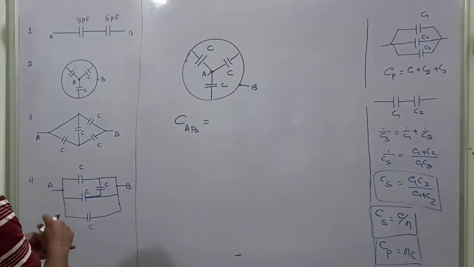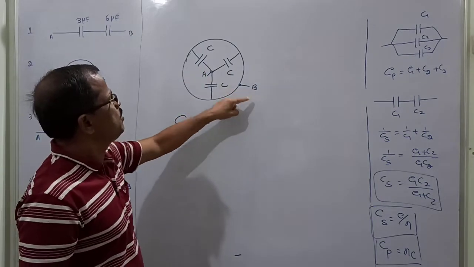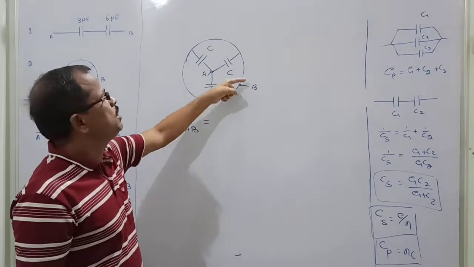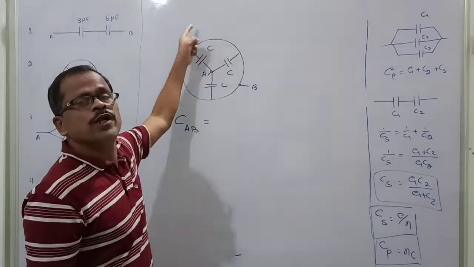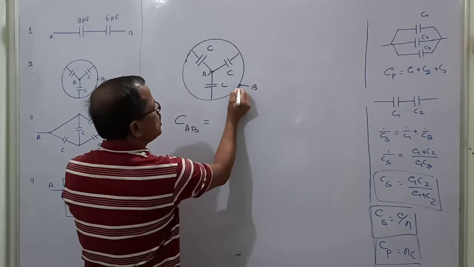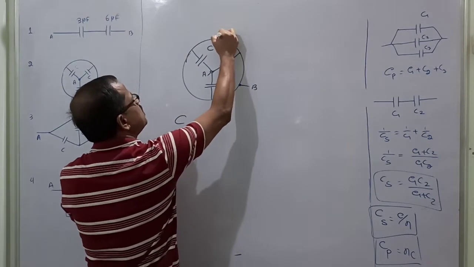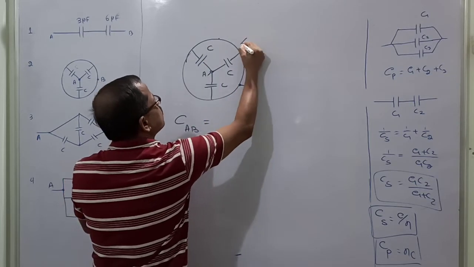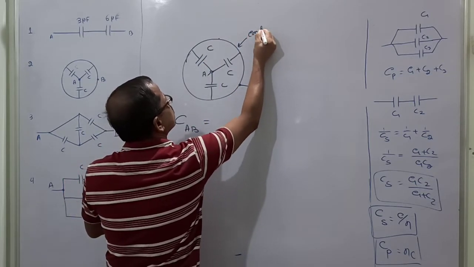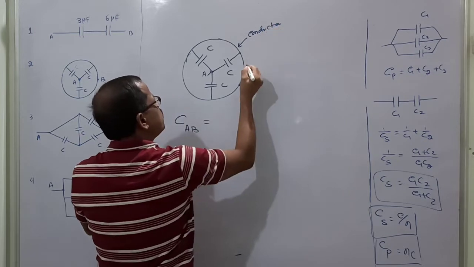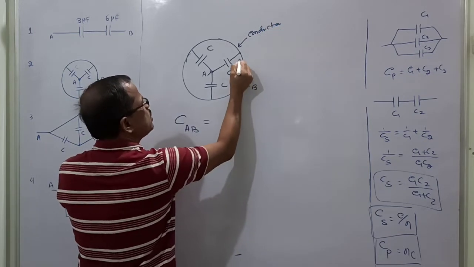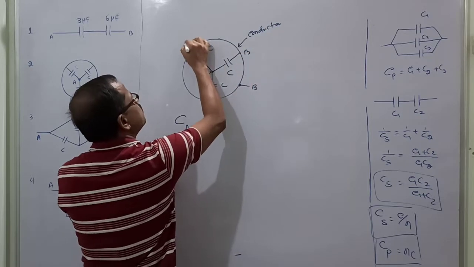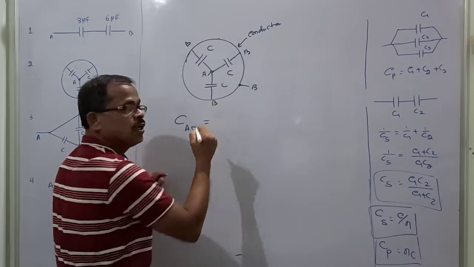Look here. To get the net capacitance between the points A and B, who is A? A is the center of the circle. Who is B? B is any point on the circumference of the circle. So B may be this point, this point, or this point, because the circumference is a conductor. I told you, in a conductor the potential is the same everywhere. So this point is B, this point is B, this point is also B.